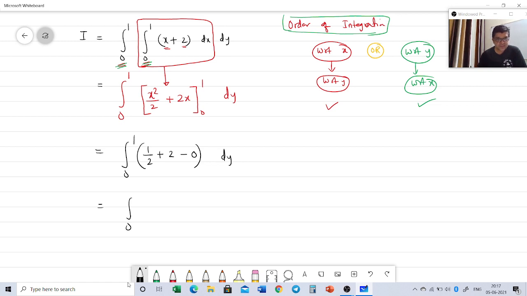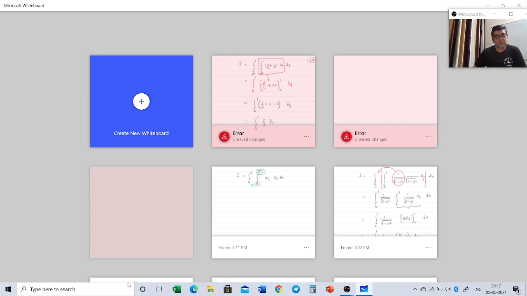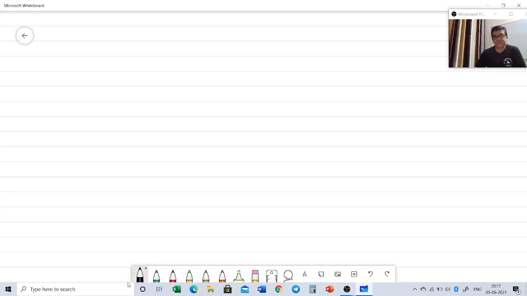So this is going to be integral 0 to 1, 5 by 2 dy, and now this is very simple. This is going to be 5 by 2 integral y between 0 to 1. Let us put the upper limit, that is 1, minus lower limit, that is 0. So the answer is 5 by 2. Let me take one more example to put this point across.